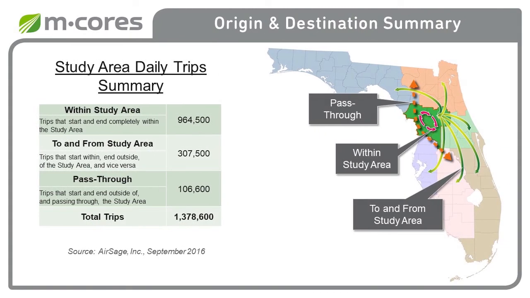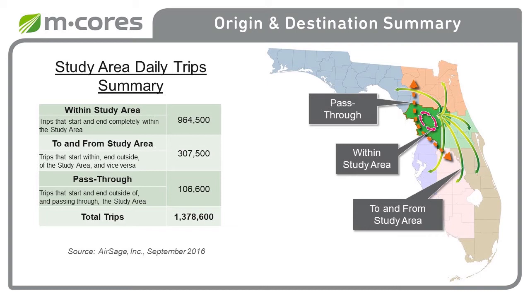Origin and destination data within and around the study area is summarized on this slide. Each day, there are hundreds of thousands of trips that interact with the study area. We have taken a preliminary look at the origins and destinations for these trips and summarize this information in the table shown. The first row shows the number of trips that start and end within the study area.